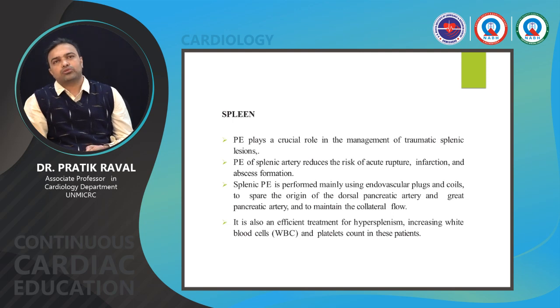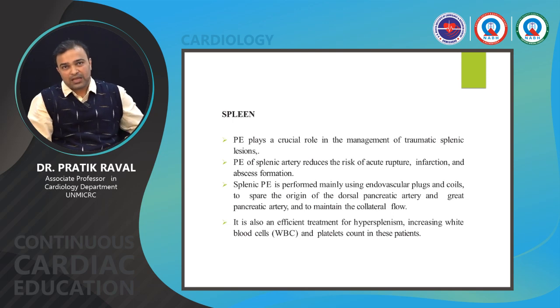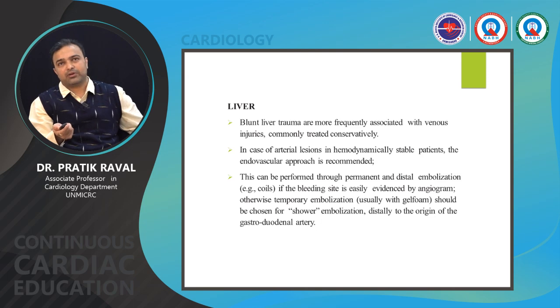We just need to slow down the splenic perfusion so that the splenic viability is also maintained and the risk of splenic rupture as well as massive hemorrhage is reduced. This mechanism can also be used in patients with hypersplenism to increase the WBC and platelet count. Blunt liver trauma is also another clinical scenario where this technique can be used.